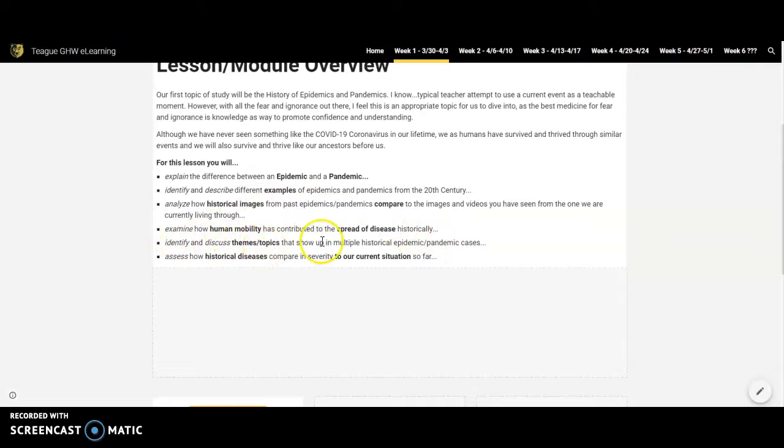Next, examine how human mobility or movement has contributed to the spread of disease historically. Identify and discuss themes or topics that show up in multiple historical epidemic and pandemic cases, and assess how historical diseases compare in severity to our current situation so far.